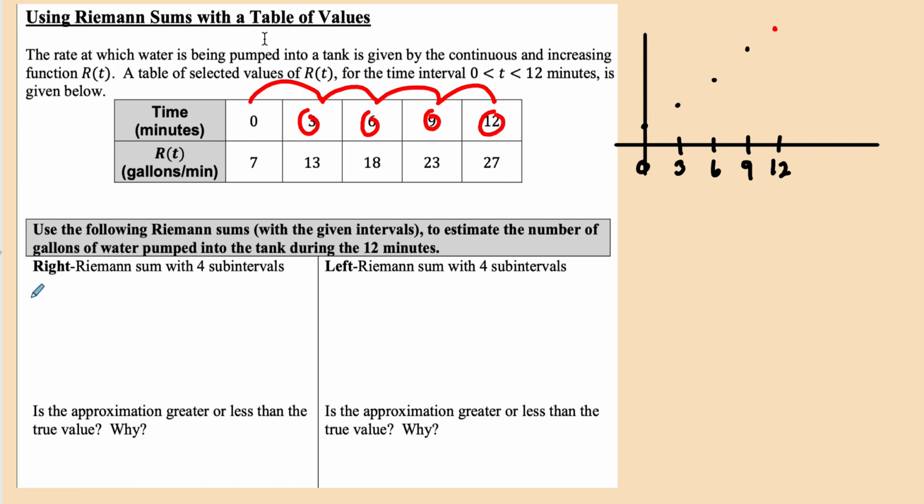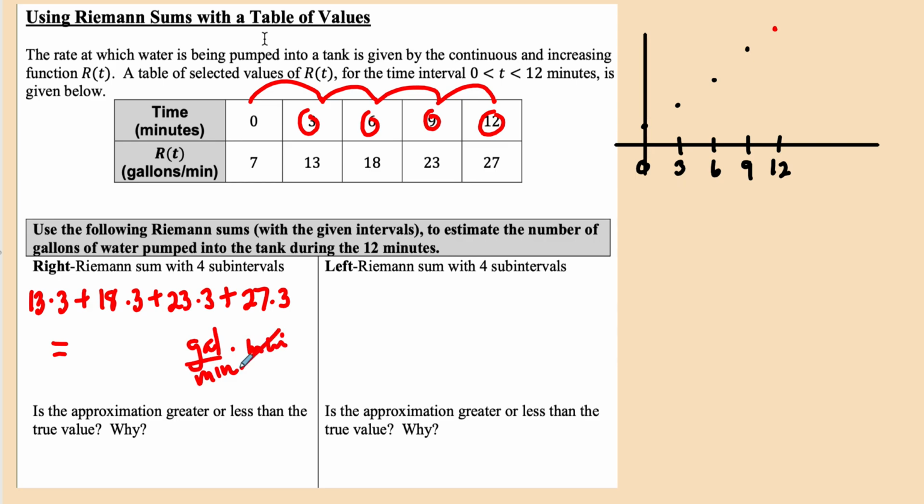So I'd be looking at the height, which is 13, times the width, which is 3. And then the height, 18 times 3, and the height, 23 times 3, and then 27 times 3. And I go ahead and put it in the calculator and find the estimation of my area. Remember it's gallons per minute, and we're multiplying times minutes, so the answer will be in gallons.